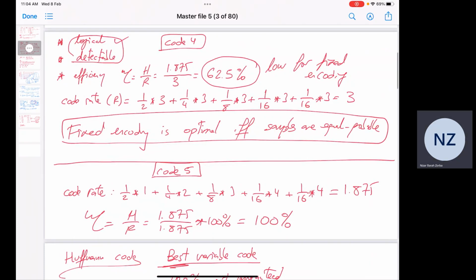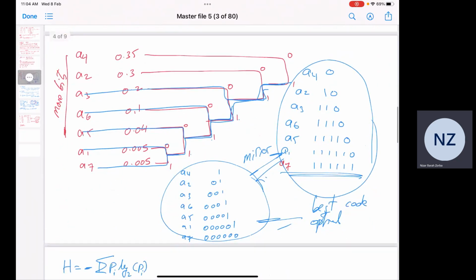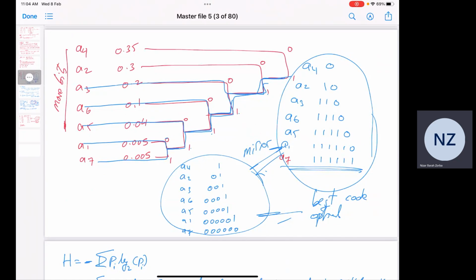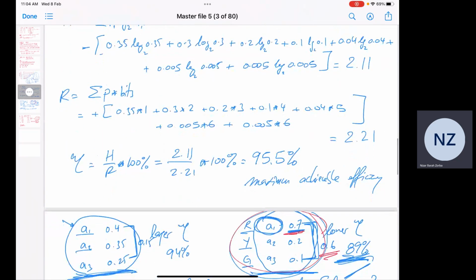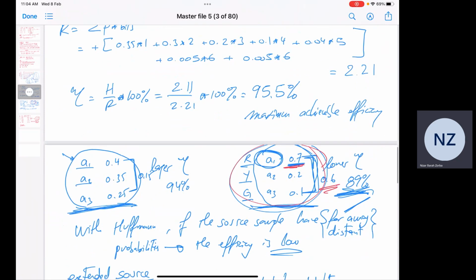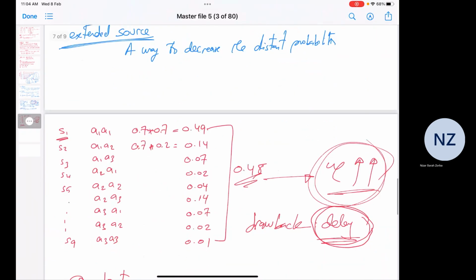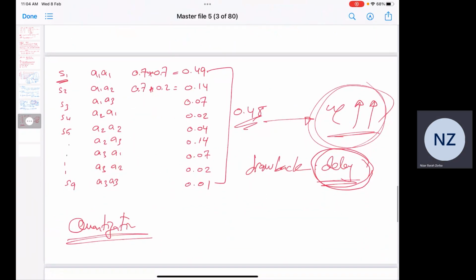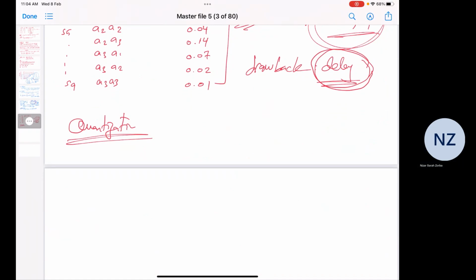So how to do it? Last time we saw the Huffman code. We saw the steps and we achieve the best code. I repeat, best code does not mean that the efficiency is 100%, but it is the best code achievable. If you would like to increase this maximum achievable efficiency, we have to change something in the source, and this is what we call the extended source. So instead of one sample at a time, we take more than one sample. This will increase the efficiency for sure, but it has a drawback, which is the delay. And we stopped.